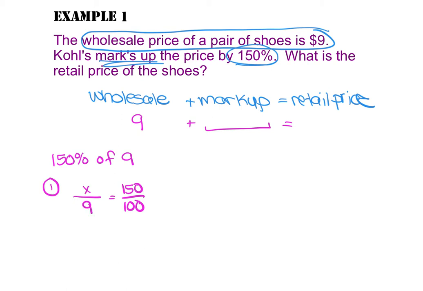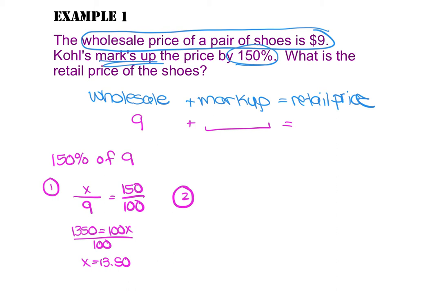So we can set it up this way, and we can cross multiply, which would become 9 times 150, which is 1350, is equal to 100x. Divide by 100, and we find x is equal to 13.50. So that's one way that we can solve this problem.